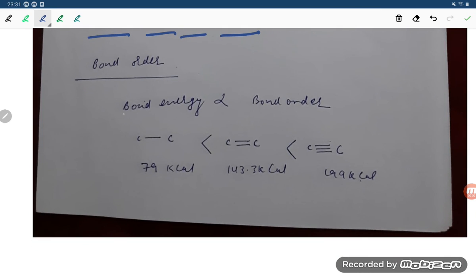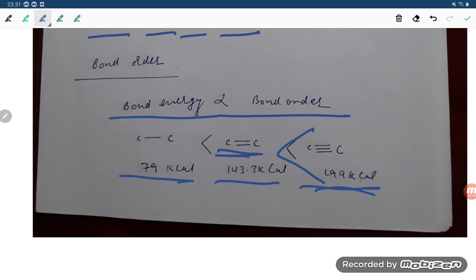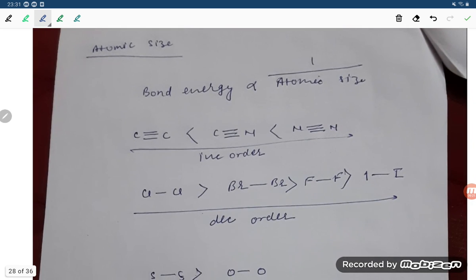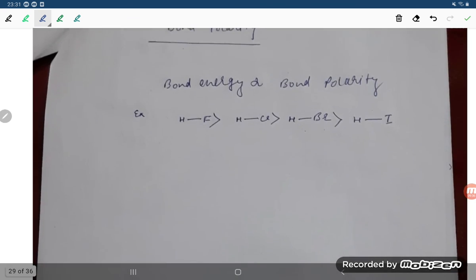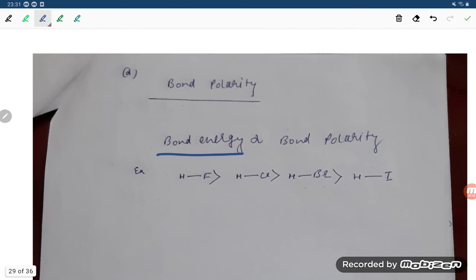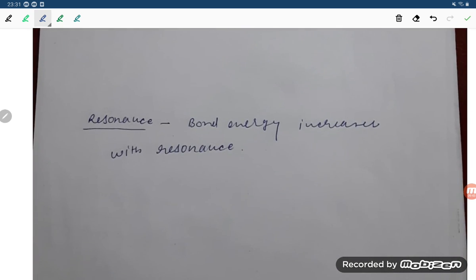Next, bond order. Bond energy is proportional to bond order. The greater the bond order, 3, the more the bond dissociation energy; 2 less, 1 very less. Then atomic size. Bond energy is inversely proportional to atomic size. The smaller the size, the more the bond dissociation energy. Bond polarity: bond energy is proportional to bond polarity. The more the polarity in the bond, the more the bond dissociation energy.